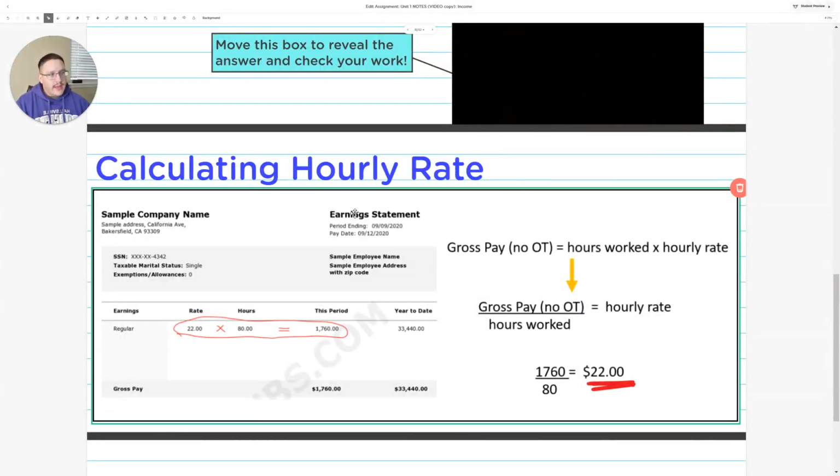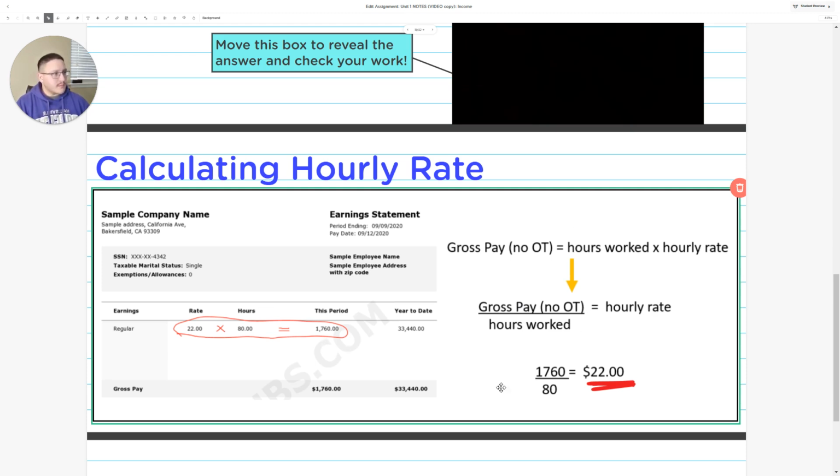Calculate an hourly rate. Let's say we know what our total is, and we know the amount of hours that we worked, but we don't know how much we're making per hour. So, going backwards, instead of finding out gross pay is hours worked times hourly rate, we're going to divide the gross pay by the hours worked, and we will get our hourly rate.